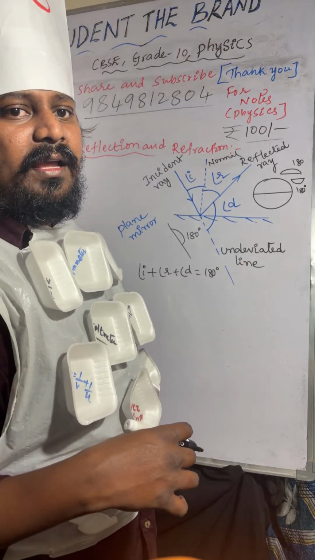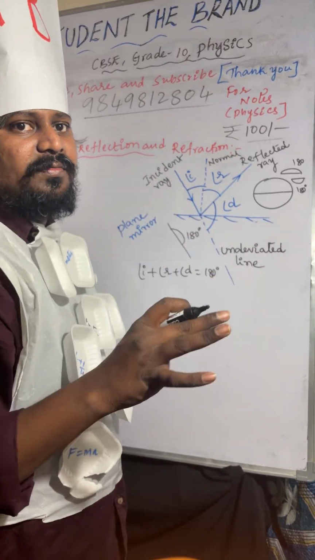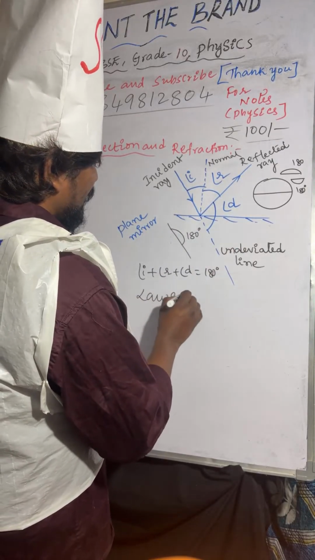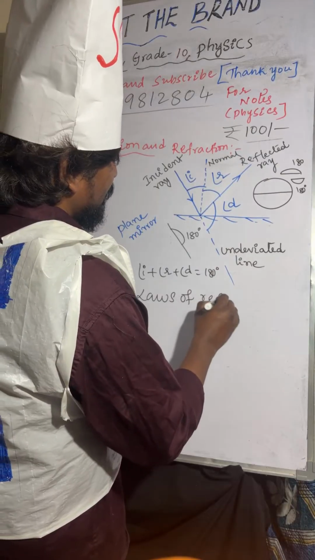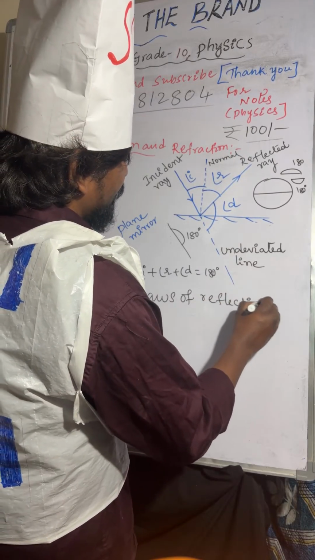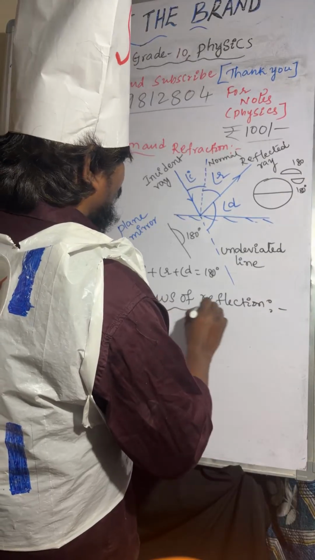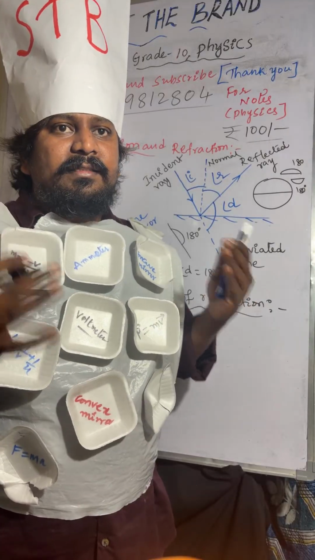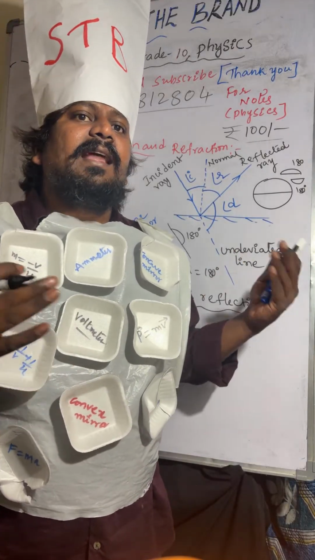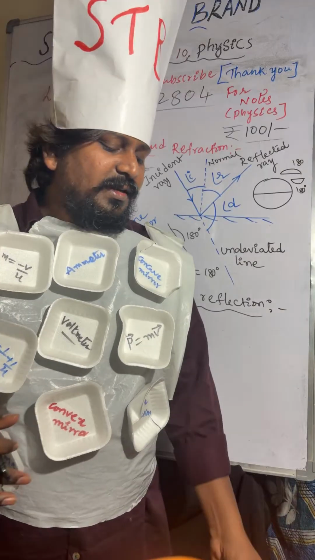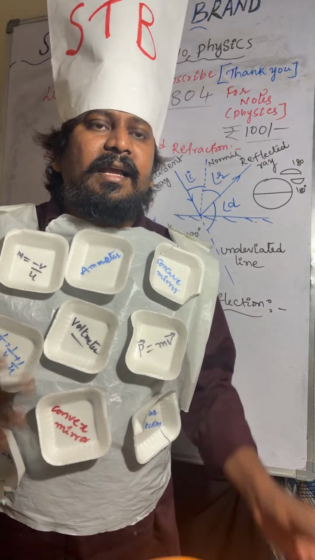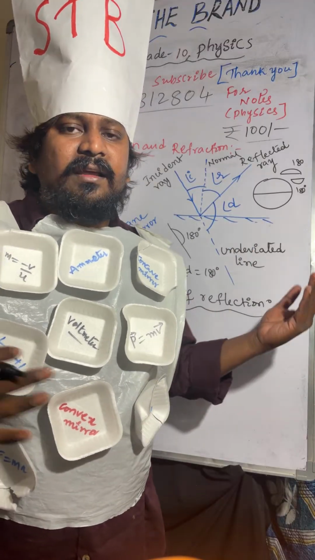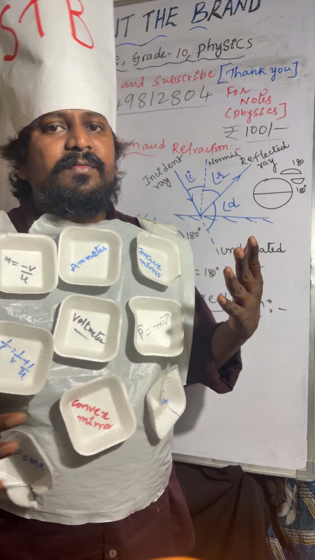Now we will discuss the laws of reflection. The laws of reflection are: first, the incident ray, reflected ray and normal line lie on the same plane. Second, the angle of incidence is equal to the angle of reflection.